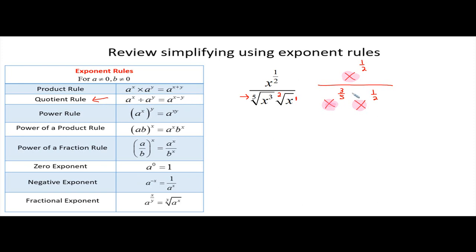So what I'm going to do is, well, we all have the same base, which is x, right? They all have the same base, which is x. So I would take the top exponent, which is 1/2, and I'm supposed to subtract, right, the bottom exponents. So I'm going to subtract this bottom exponent, 3 over 5.